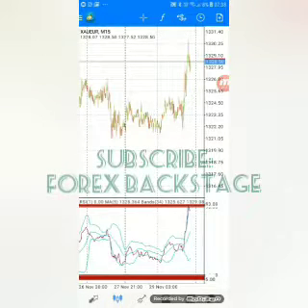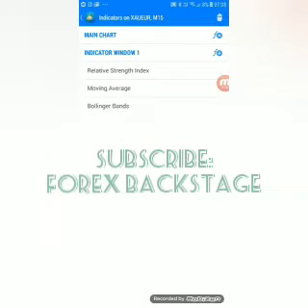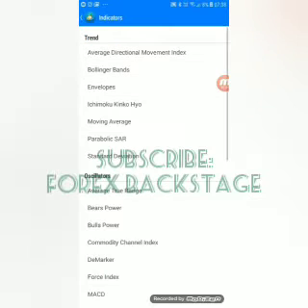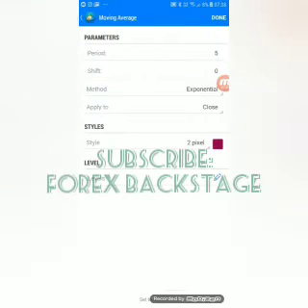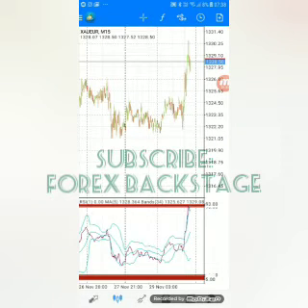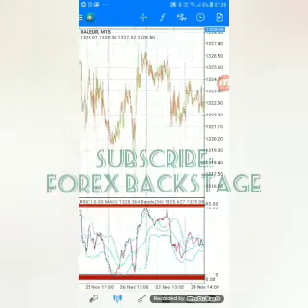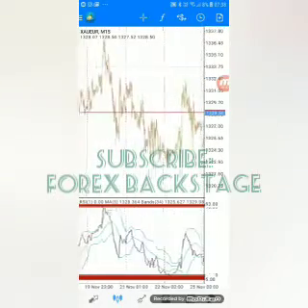Okay, and then afterwards on the indicator window 1, you press this indicator window 1, add moving average 5, which is exponential, and apply to close. Okay, then you're done. Those are your indicator settings. It will be something like this.